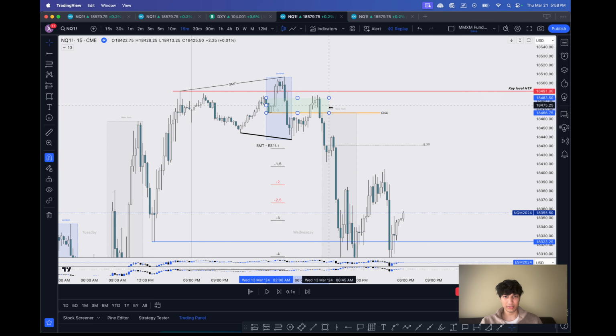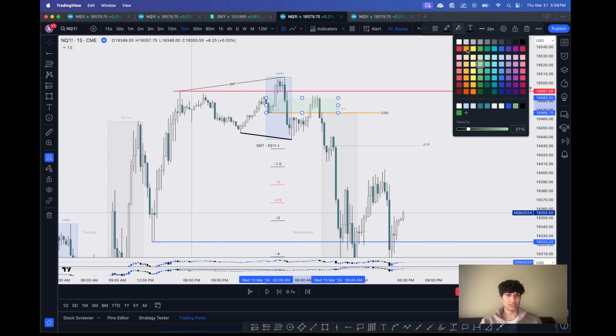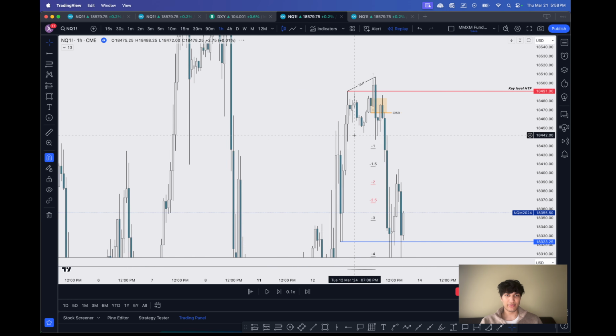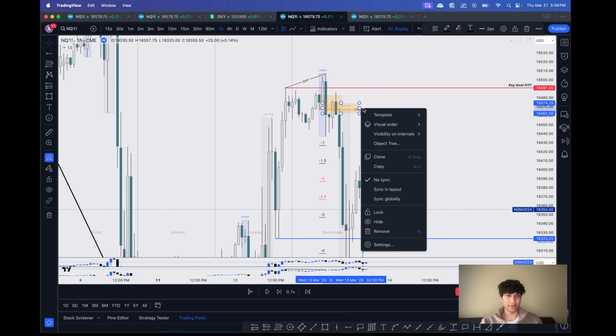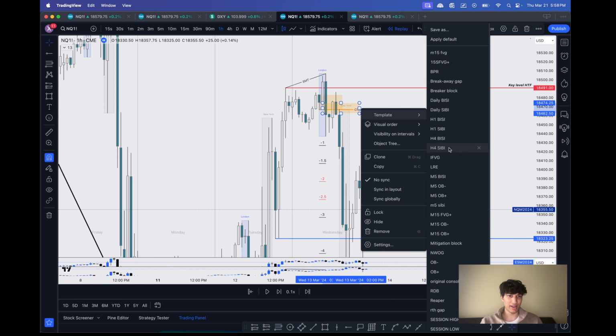15-minute breaker in here, and I'll maybe put this in orange. And let's see if we have another higher time frame fair value gap as well. We also have, this could be our breaker on the 1 hour, and we have this very nice 1 hour FVG. So these are my overlapping PD arrays. The breaker and the fair value gap make it a high quality breaker.